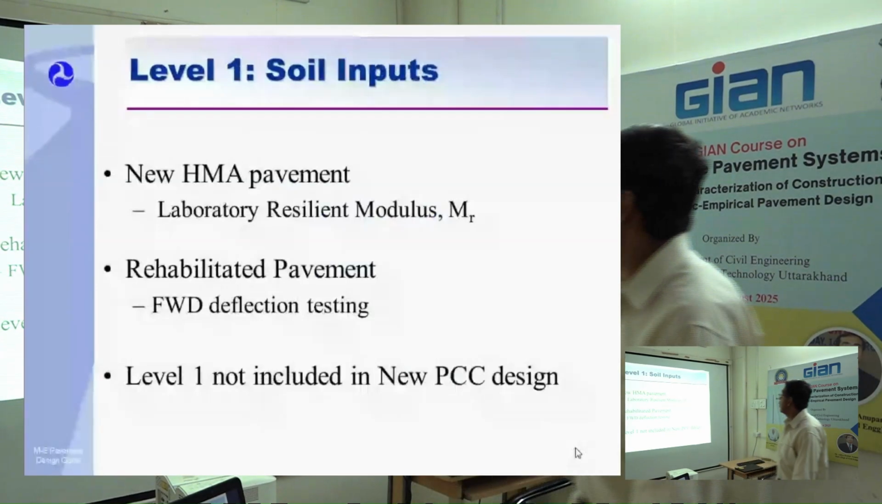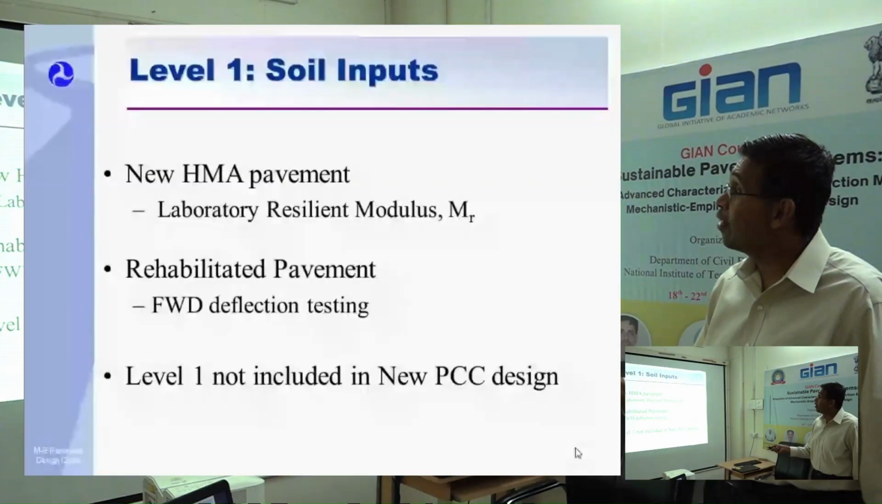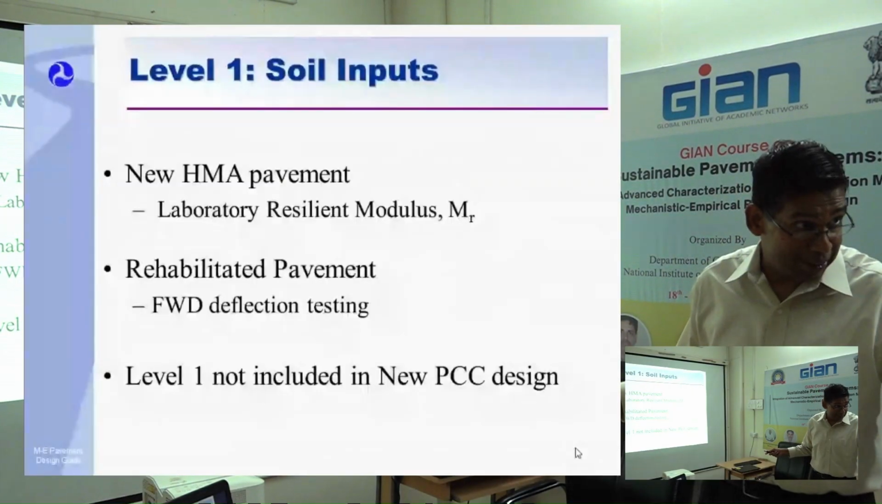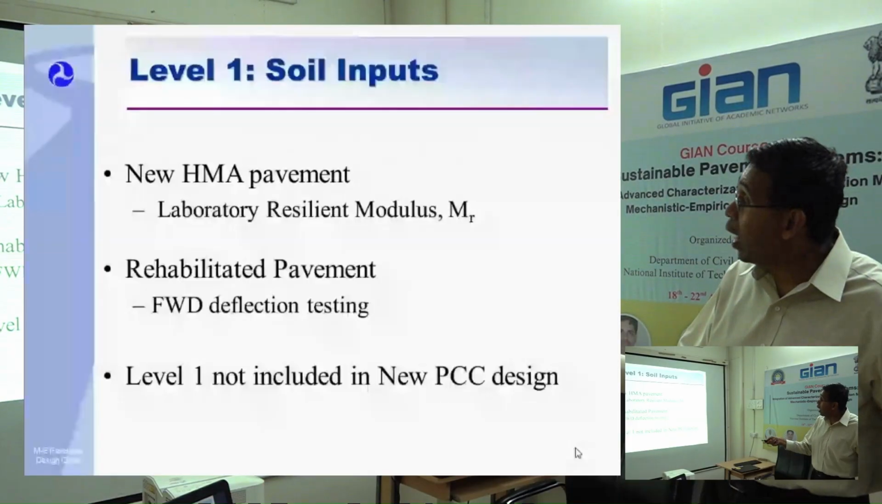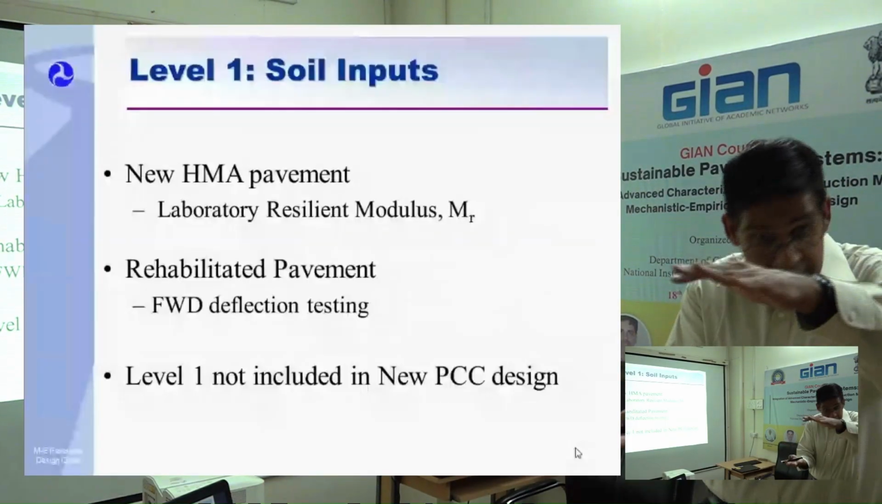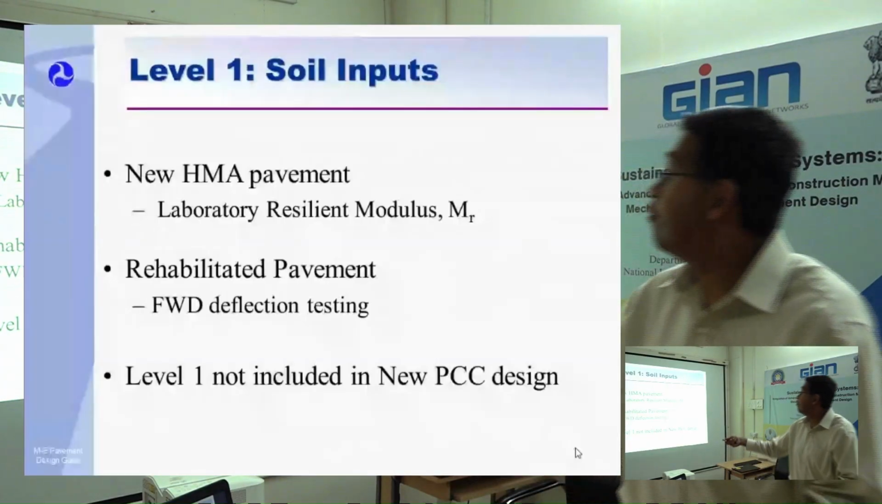New HMA pavement, laboratory resilient modulus, rehabilitated FWD deflection. I explained that yesterday: 7 sensors, you get the MR. So for level 1, that is FWD deflection. That means you have an already existing pavement. I want to know the condition of the existing pavement, so I have to do FWD.